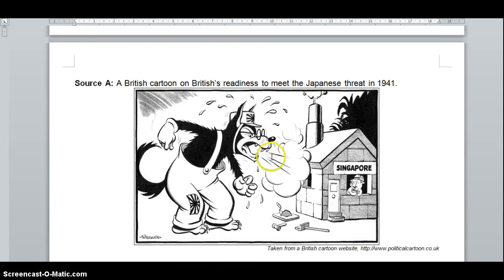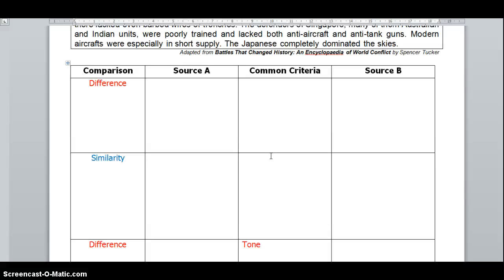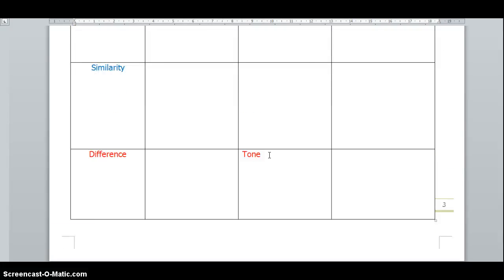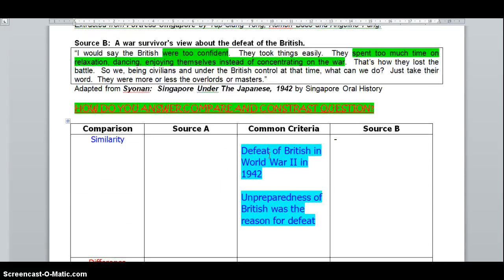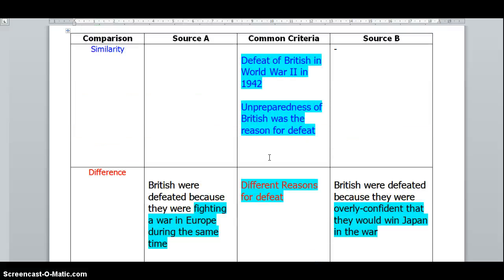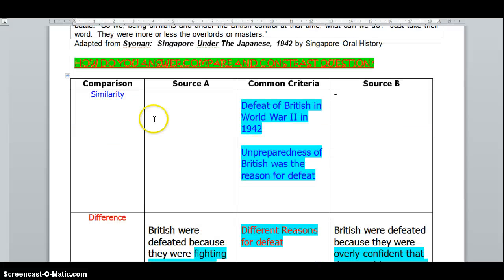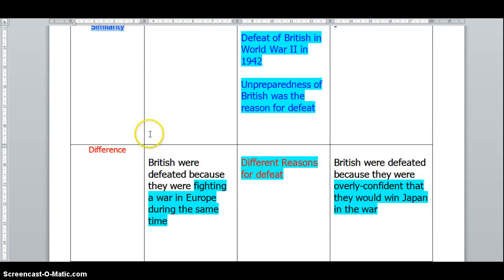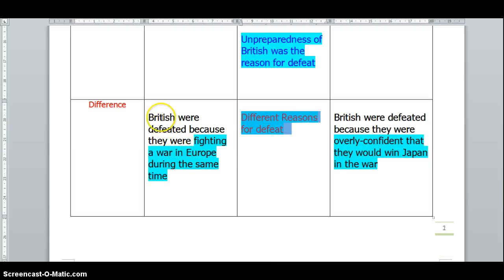So let's recap to check whether we have included the things that we were supposed to include. After completing your answer, please check that you have included the common criteria for your similarity. You have included your common criteria for your difference, as well as having provided evidence to support your answers.